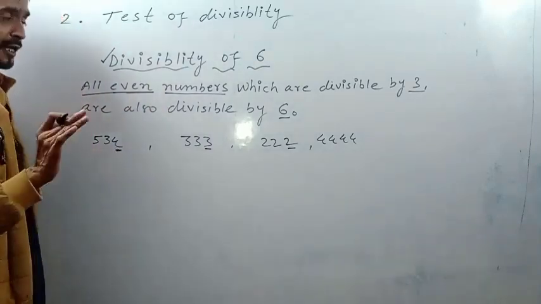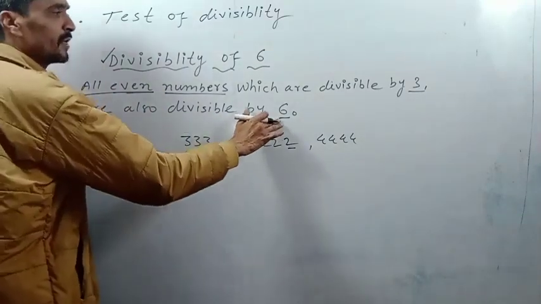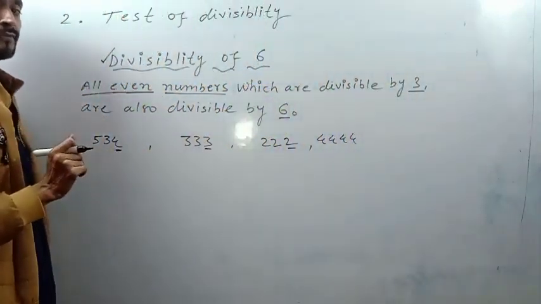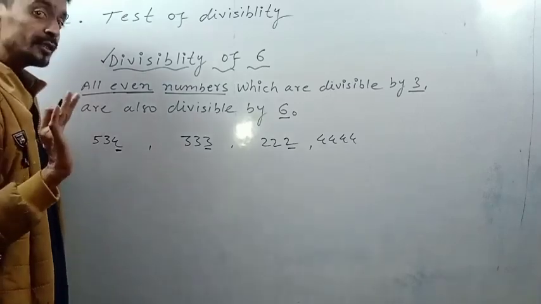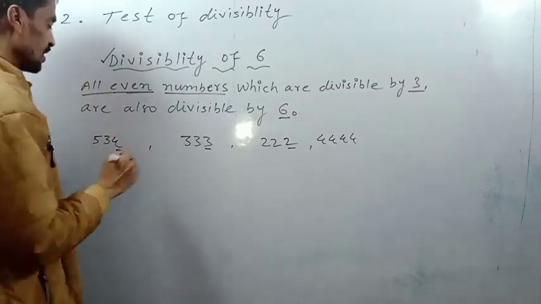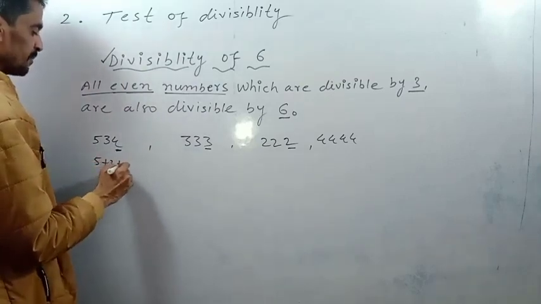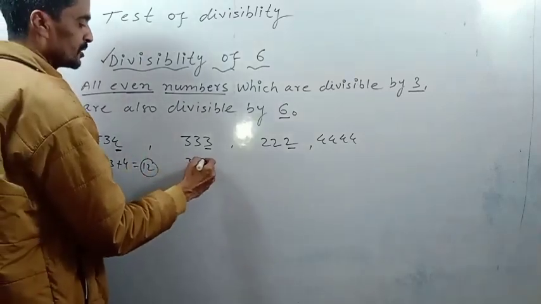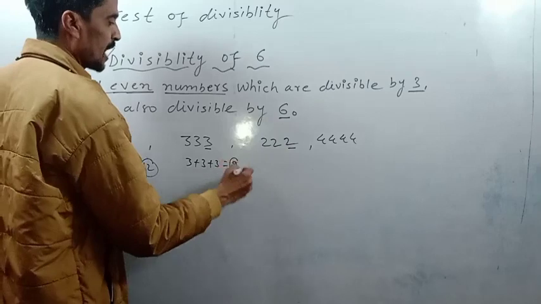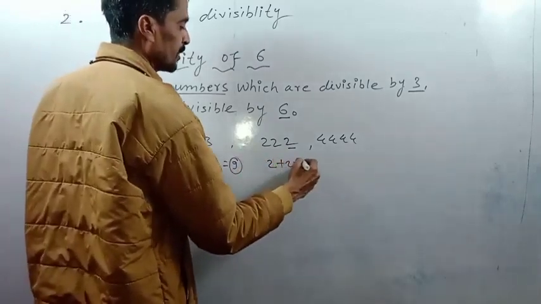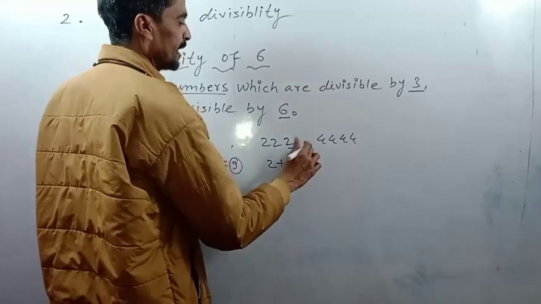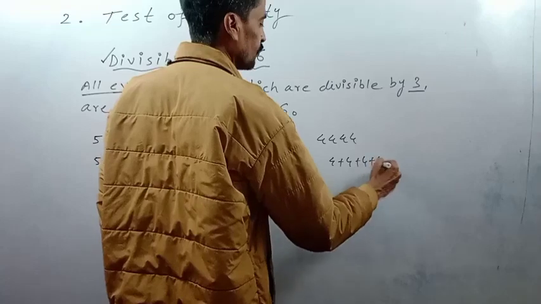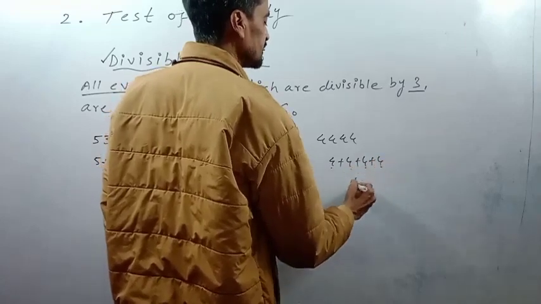So to find out the 6 divisibility, first of all it needs to satisfy the 3's divisibility. So what do we do to find out the 3's divisibility? We find the sum of the given number's digits. So here 5 plus 3 plus 4 is 12. So here 3 plus 3 plus 3 equals 9. Here 2 plus 2 plus 2 equals 6. And here 4 plus 4 plus 4 plus 4 equals 4, 8, 12, 16.